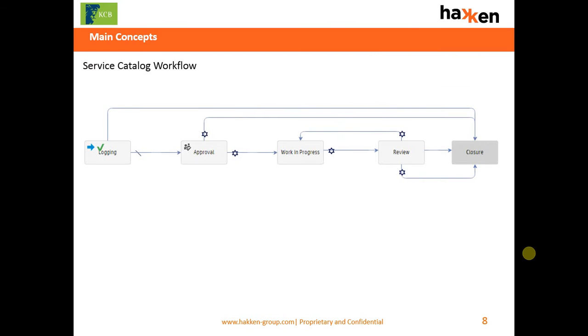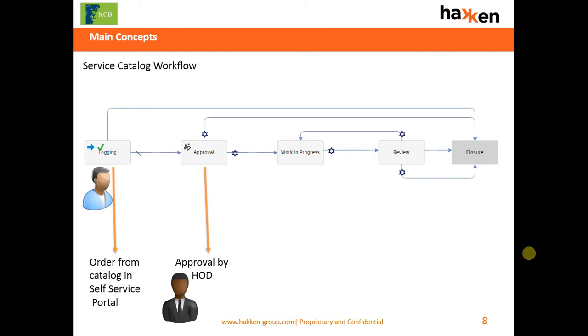So how is this going to be mapped inside the workflows of the tool? This is very simple. This is the workflow of the interaction, the service catalog workflow. In the first phase, the end user will order from the catalog in the self-service. When ordering, the record will be in the logging phase.